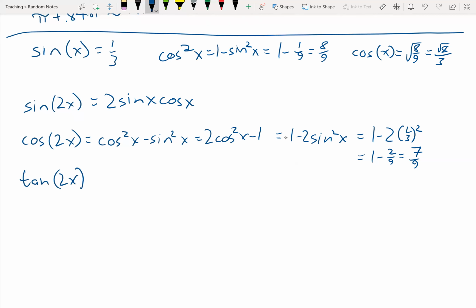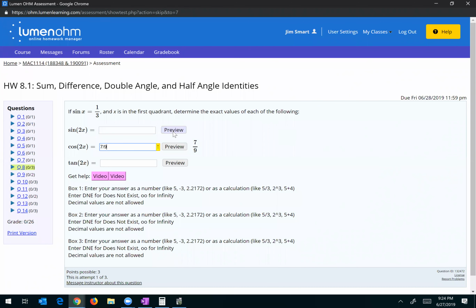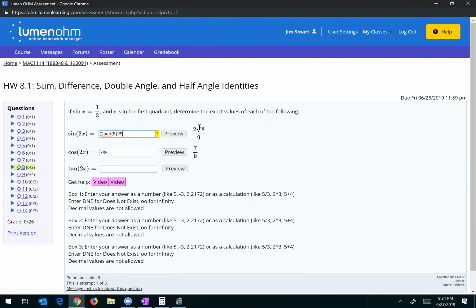I don't care if the square root of 8 can be simplified to 2 square root of 2, but the question won't require that. So then 2 sine x cosine x is going to be 2, and then sine of x is 1/3, and cosine of x is square root of 8 over 3. So that would be 2 times 1 times square root of 8, 2 square root of 8 over 9. Or, like I said, square root of 8 is 2 square root of 2, so you could write that as 4 square root of 2 over 9. But let's assume you did not realize that you could simplify the radical. Okay, 2 square root of 8 over 9.